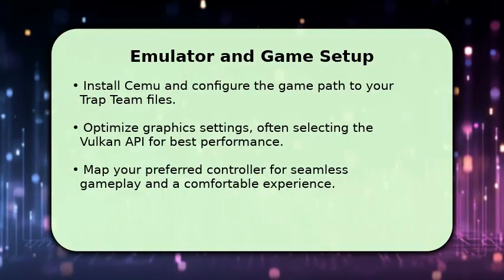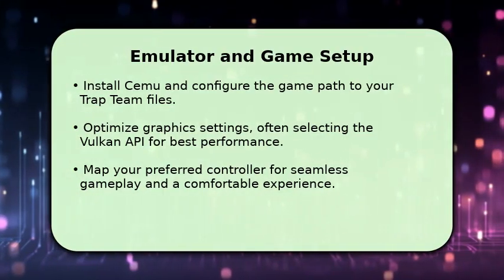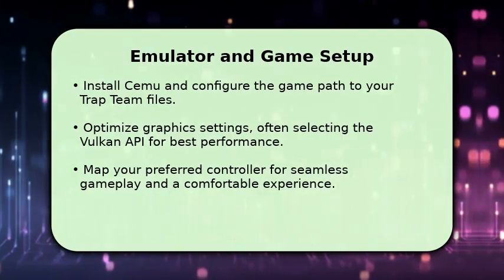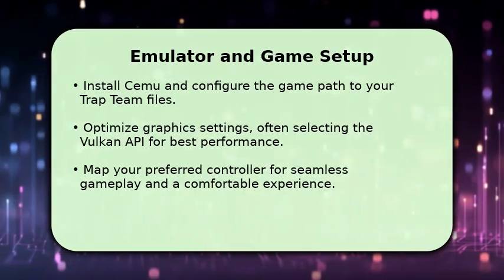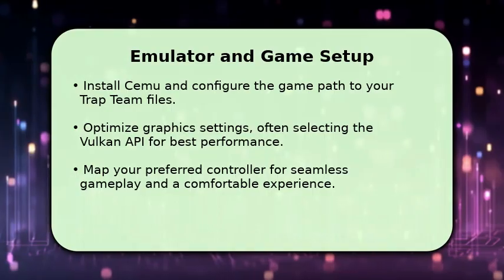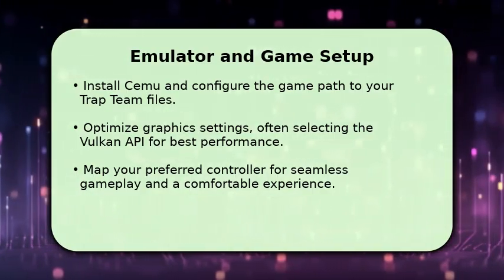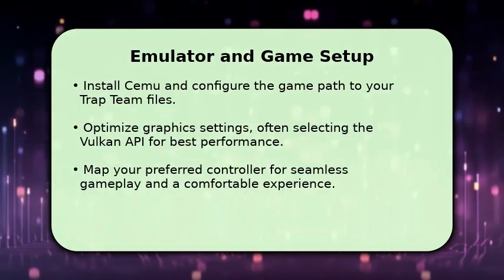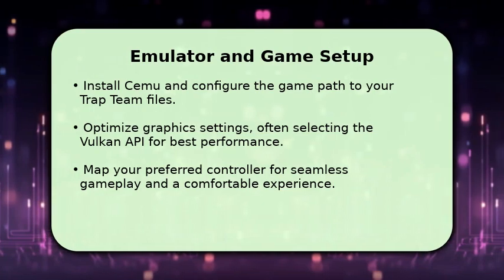Once you have Cemu downloaded, extract its files to a convenient location on your computer. Launch the emulator and set up your game path, directing it to where your Skylanders Trap Team files are stored. Configure your graphics settings, often choosing the Vulkan API for optimal performance, and map your preferred controller. Many players find that a resolution of 1080 pixels provides a crisp visual experience.